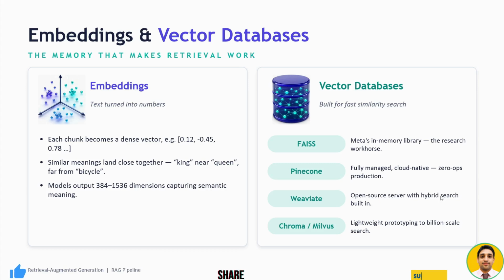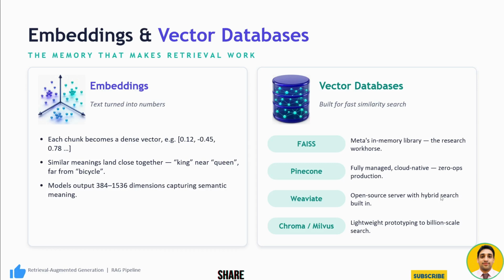Depending on the specific embedding model being used, these vectors typically range anywhere from 384 to 1536 dimensions, and each of these dimensions helps capture some nuance of semantic meaning.